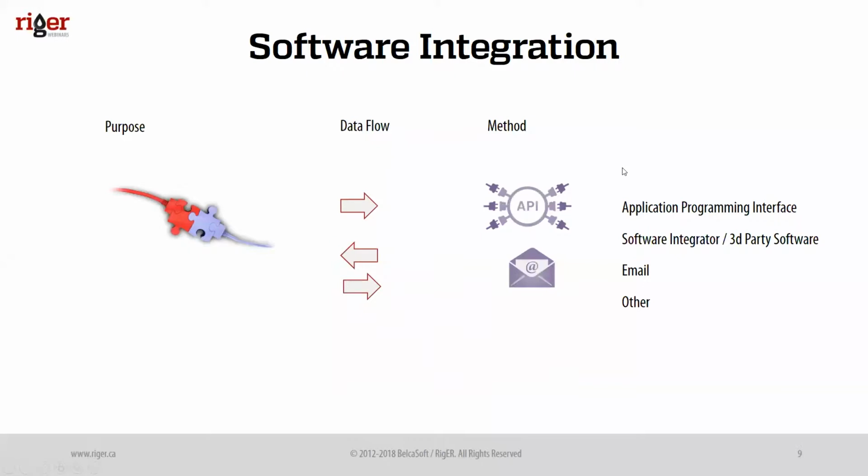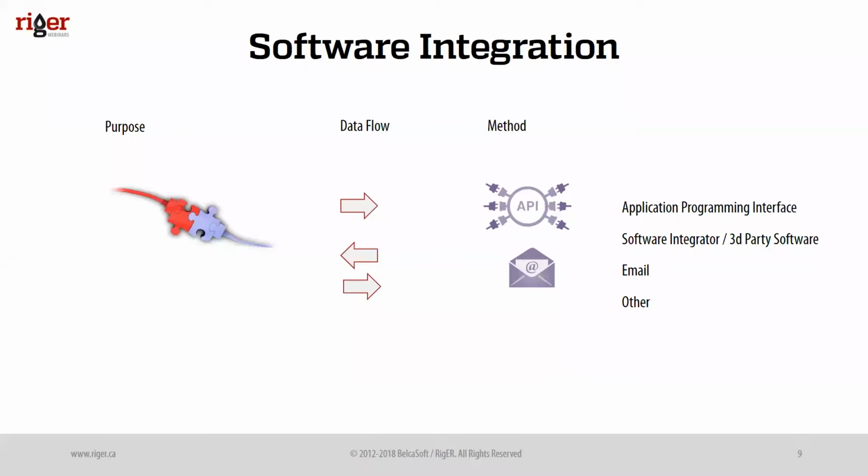Actually, software integration is the number one trend right now in the software development industry. When we talk about software integration, we need to consider several things. First of all, the purpose: why we need to integrate this piece of software with another piece of software, what kind of information we need to transfer from one to another, and how it will work. From a data flow perspective, we can have one-way integration or two-way integration. If we have one-way, we need to define which software will be primary and which should be secondary.